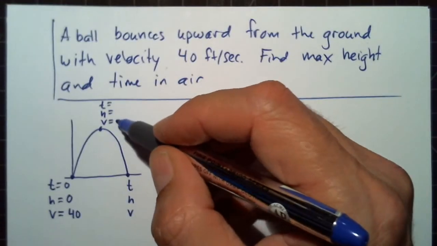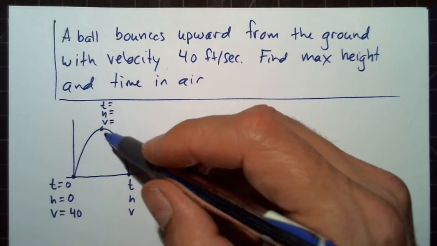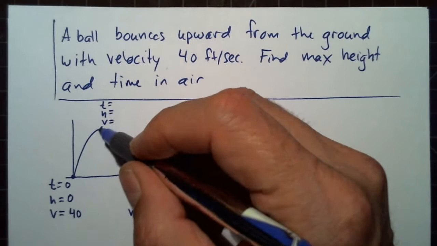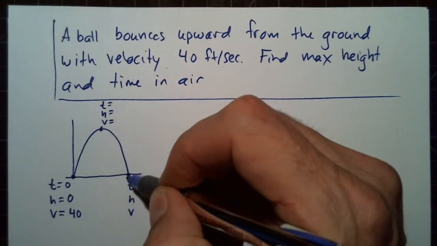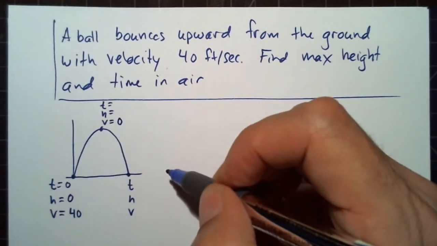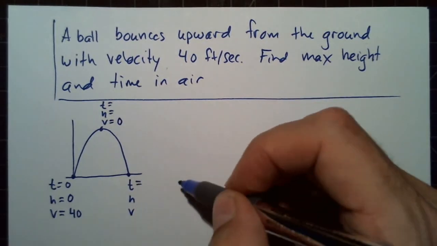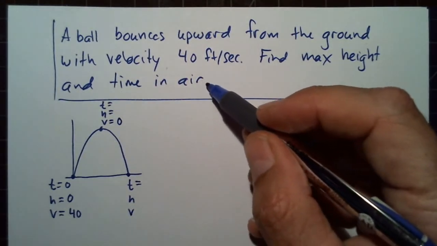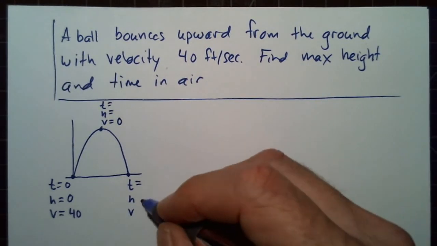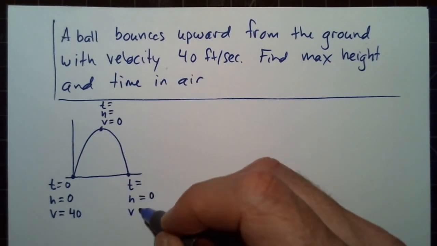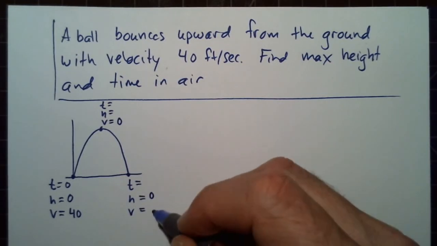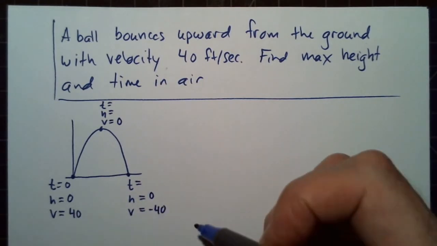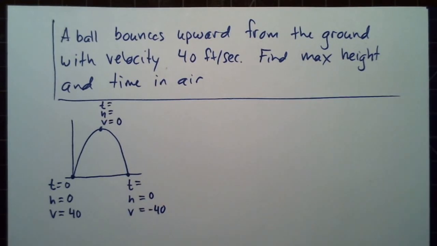We don't know that. But the velocity, even though it's not given, we do know the velocity at its maximum height because it goes up with some velocity, slows down, stops, and then accelerates downwards, so the velocity is 0. The time when it hits the ground is related to the time of maximum height, and it is the answer to this question, time in air. We don't know that. The height when it hits the ground is 0, and the velocity when it hits the ground, it turns out, will be negative 40 feet per second, the same velocity that it was released at.